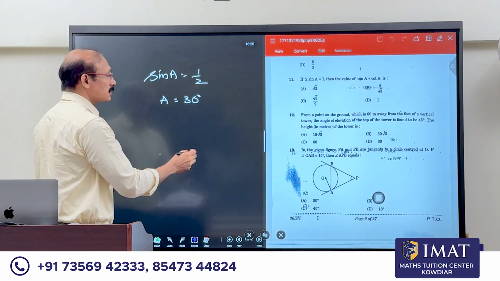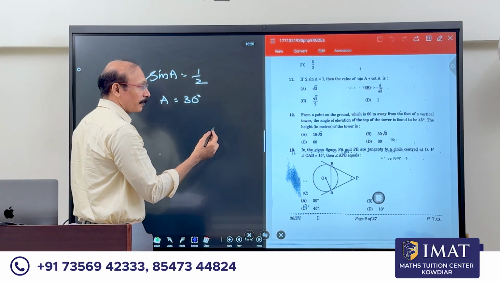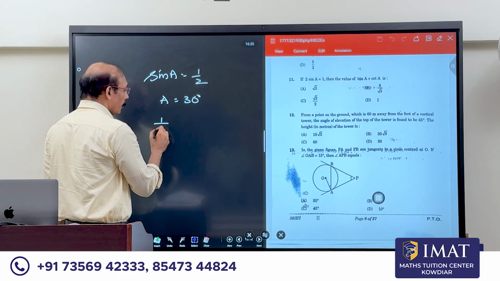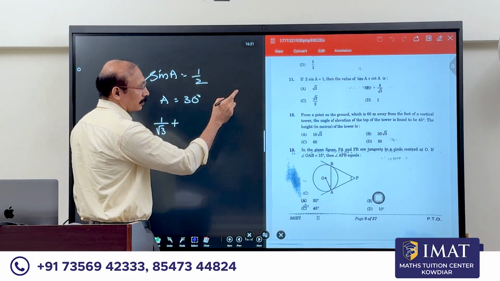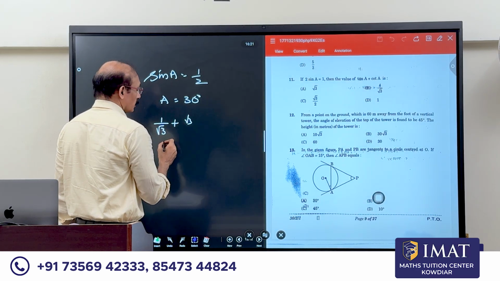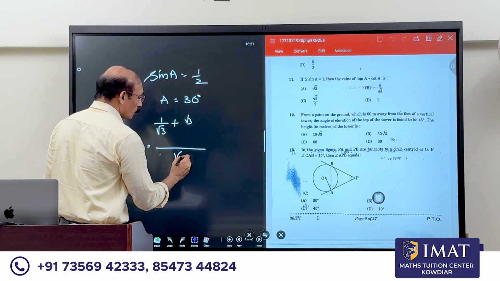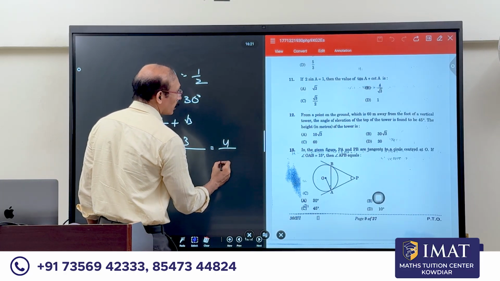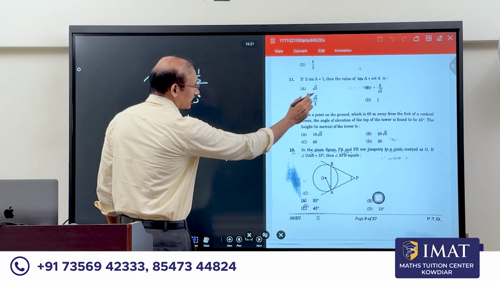Now the question asked is, what is tan A plus cot A? A is 30 degrees. Tan 30 is 1 by root 3, and cot A, the reciprocal of it, is root 3. So on taking the LCM, this is 1 plus root 3 into root 3, which is 3. So the answer is 4 divided by root 3. The option is B.